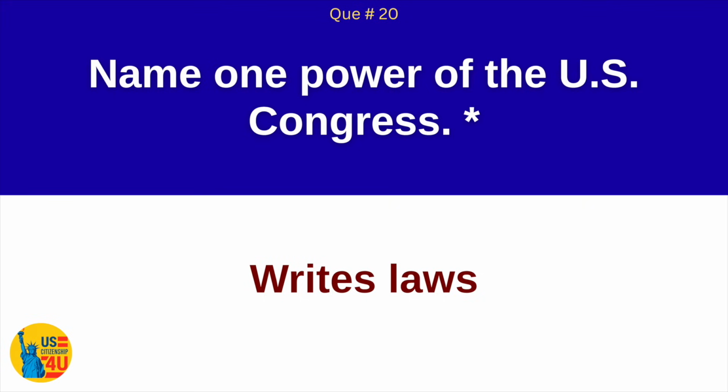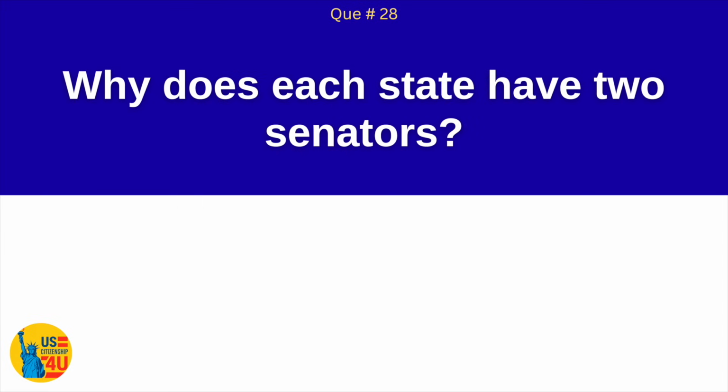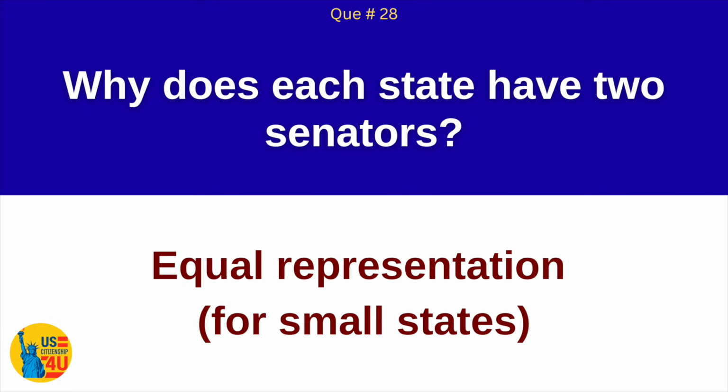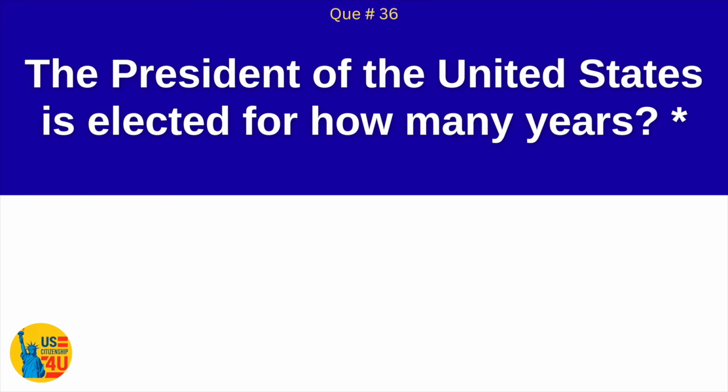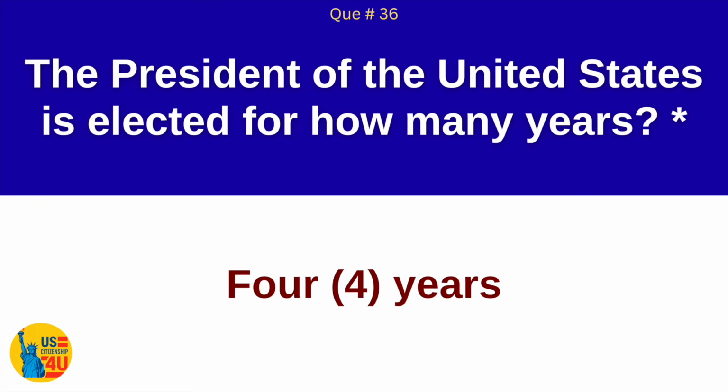Rights laws. Why does each state have 2 senators? Equal representation for small states. The President of the United States is elected for how many years? Four years.